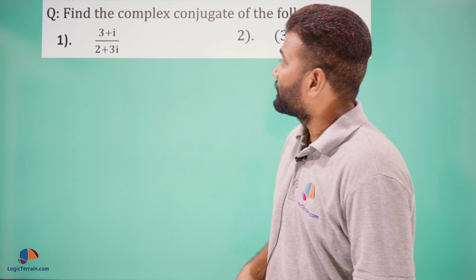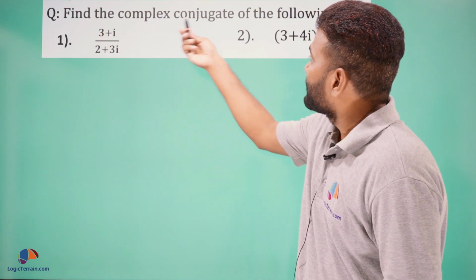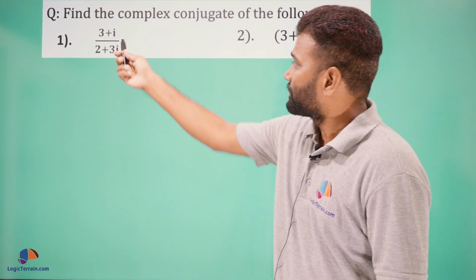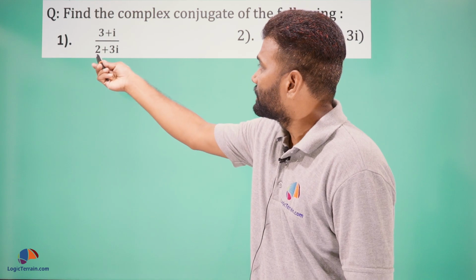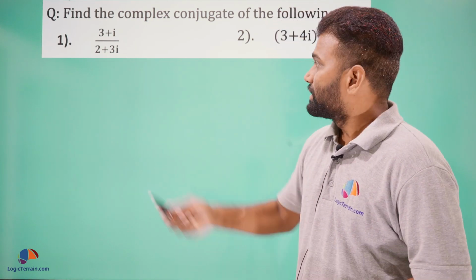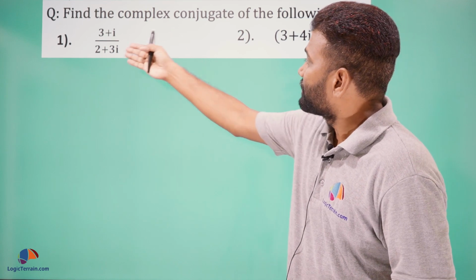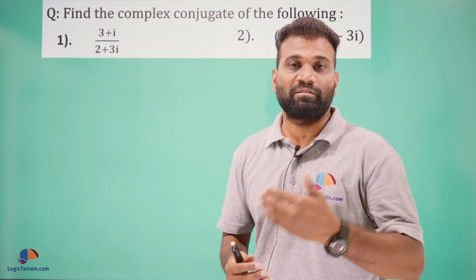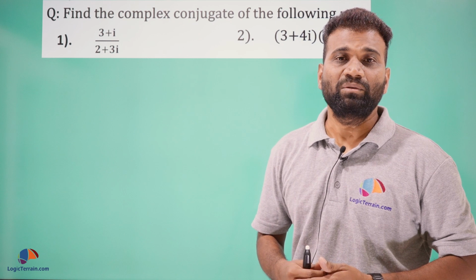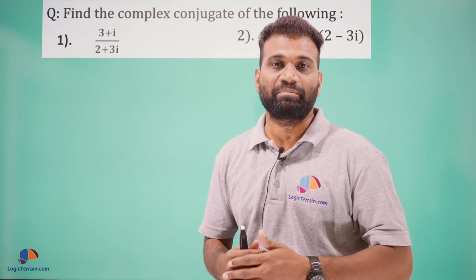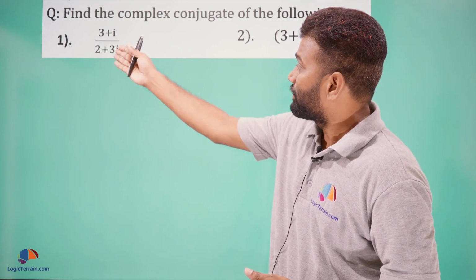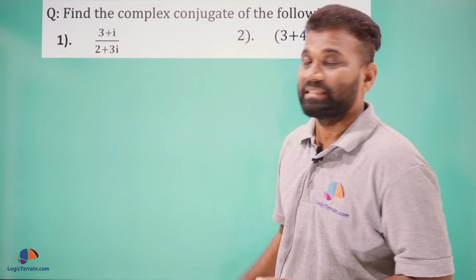Here is the first example. Find the complex conjugate of the following. In this first question, (3 plus i) upon (2 plus 3i). Here two complex numbers are being divided. So to find the conjugate of this complex number, first we have to convert the given expression into its general form, that is a plus ib form. So for that we have to rationalize the given division.